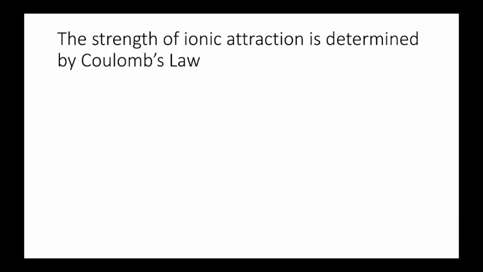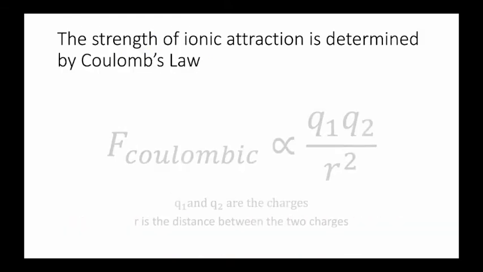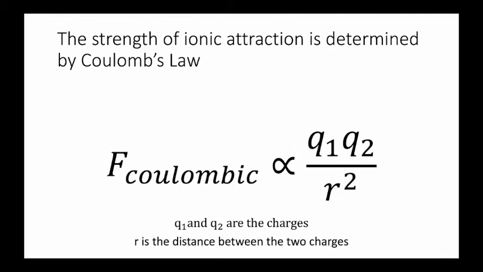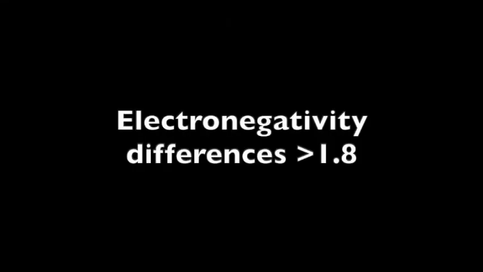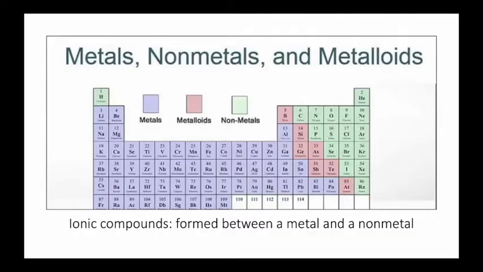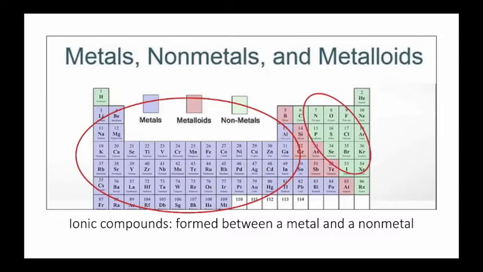The strength of the ionic attraction is determined by Coulomb's law. The larger the charges are, and the closer they are together, the larger the electrostatic or Coulombic force is, and the stronger the bond. Ionic bonds tend to happen when the electronegativity differences are greater than about 1.8. And this tends to happen when one of the atoms is a metal and the other is a nonmetal.